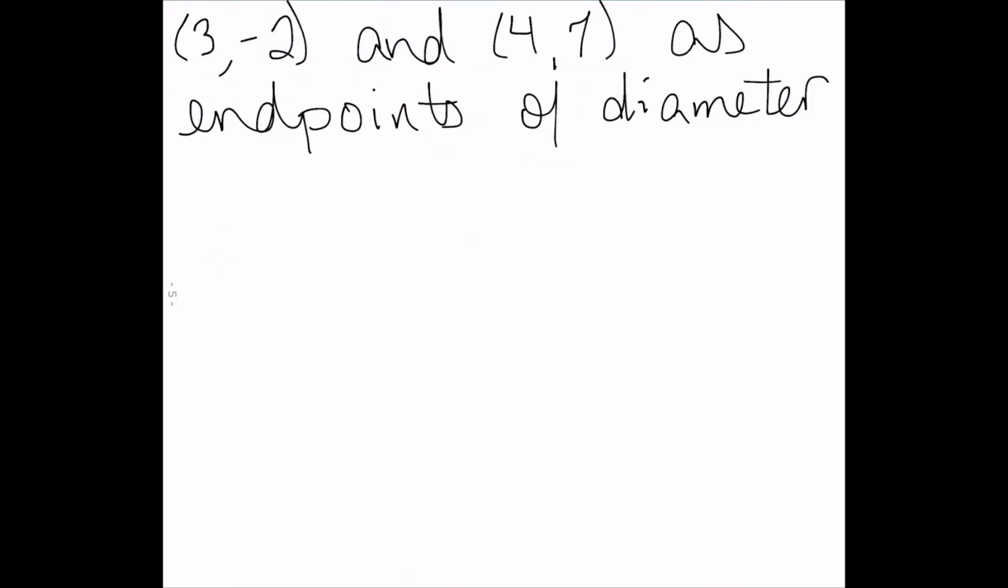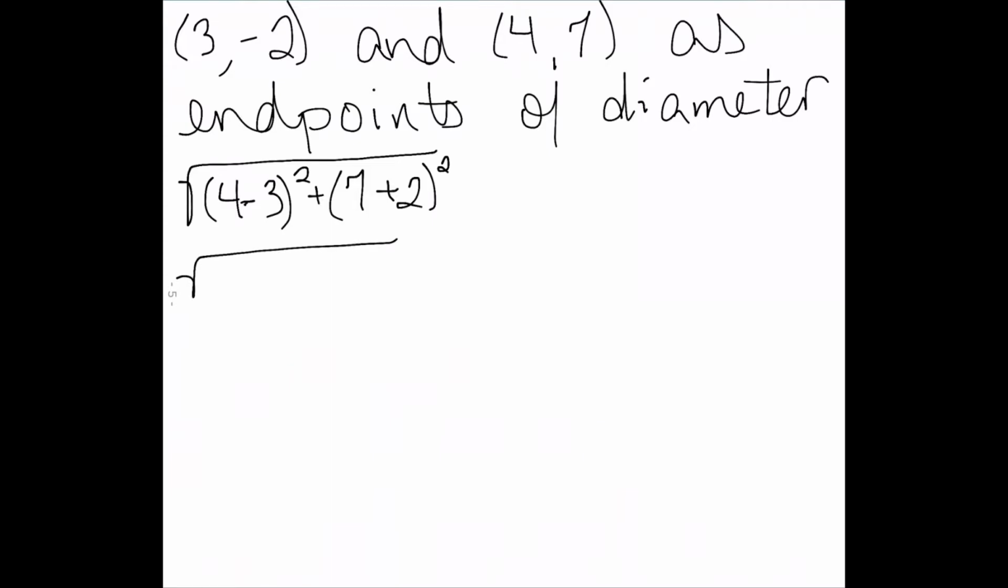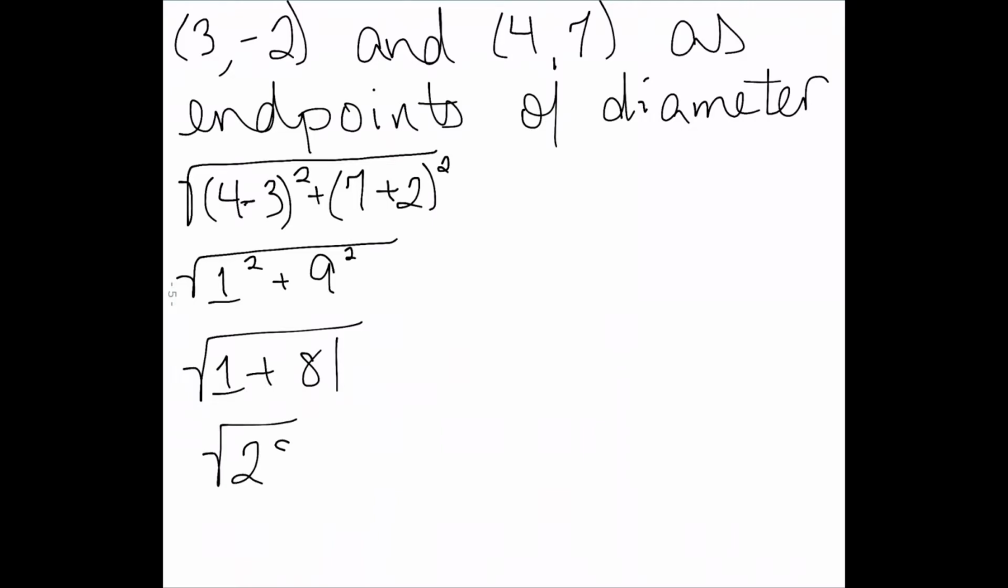Now let's look at a slightly more complicated example. Let's suppose we know that (3, -2) and (4, 7) are the endpoints of the diameter. Well, to find the radius, I need to find the distance between these two points. So we have the square root of (x2 - x1) squared plus (y2 - y1) squared. So this is the square root of 1 squared plus 9 squared, the square root of 1 plus 81, or the square root of 82. So this is my diameter. So the radius is going to be half of this, the square root of 82 divided by 2.